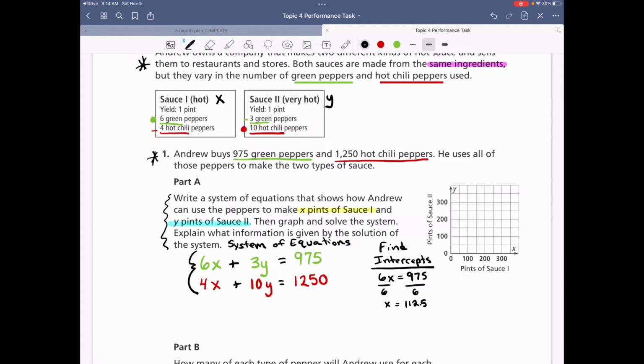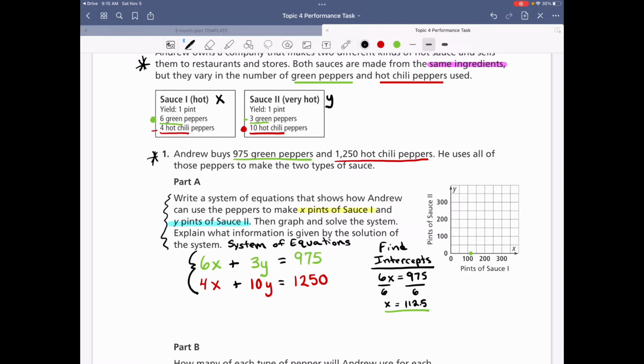That is going to be for my green chili peppers. And I can graph that. Here's 100, 150, 125. It's going to be about here. And I would even recommend graphing it, like finding the solution, graphing it, and then checking your solution with technology.